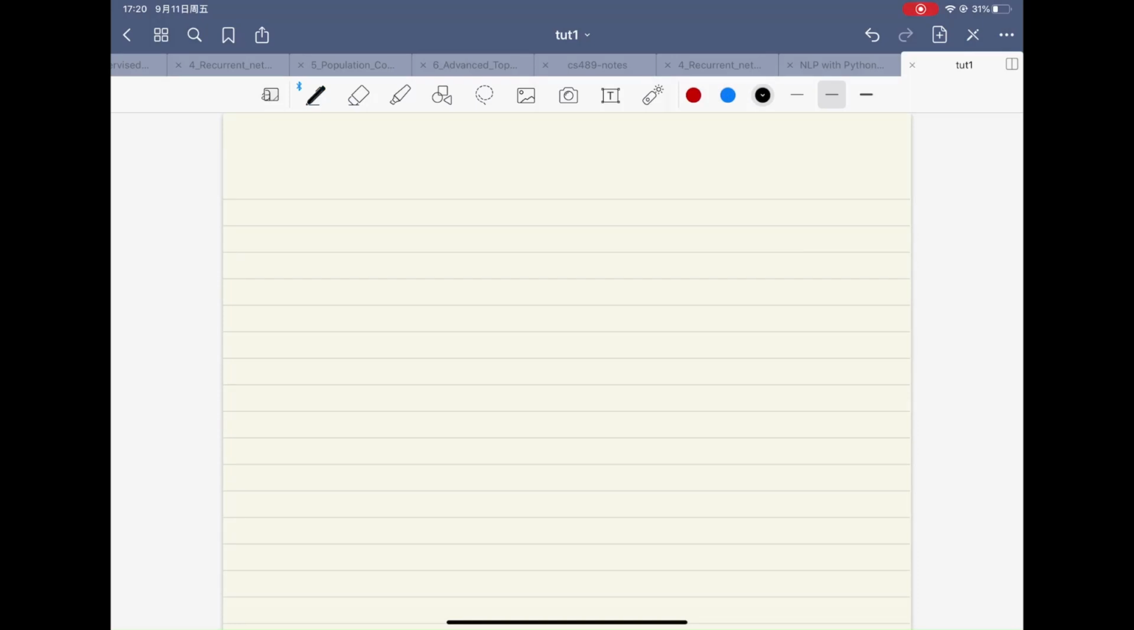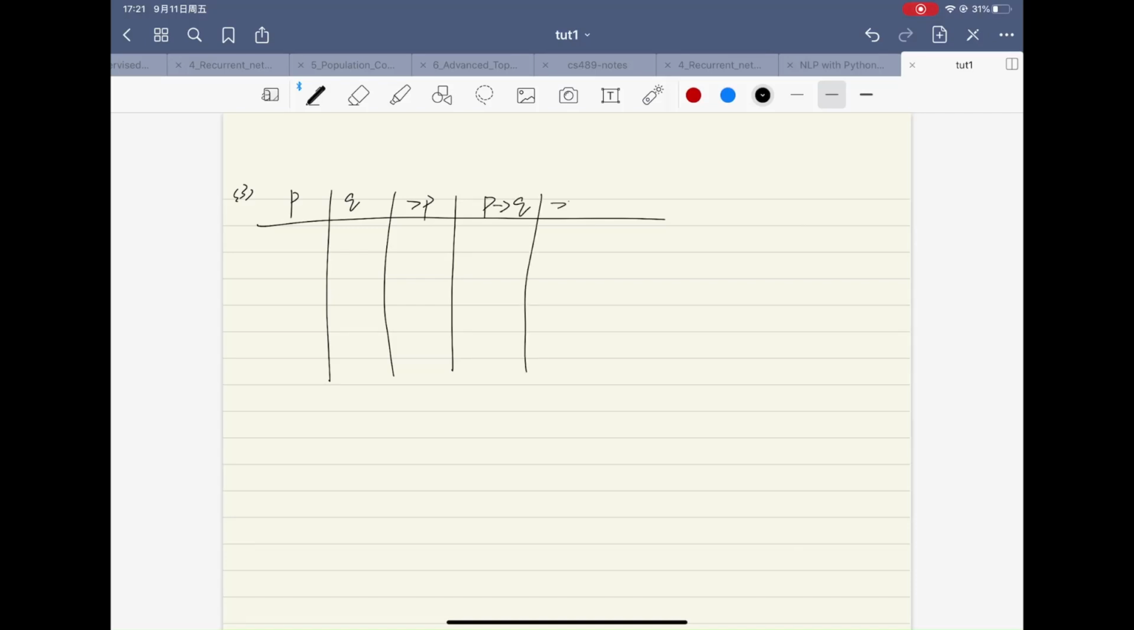The third one, same thing, same way. Truth table P, Q, not P, P implies Q, not P implies Q, and P implies Q and not P implies Q. Okay, so we have 0 0, 0 1, 1 0, 1 1. So first we negate P: 1 1 0 0, right?